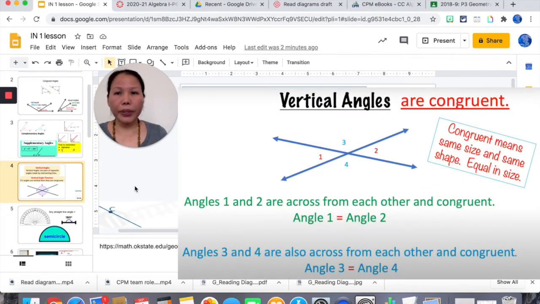One last thing I want to go over here. We are showing you vertical angles. Now, with vertical angles, we need to always remember that when we have two straight lines intersecting at one point, the opposite angles are called vertical angles, and they are always congruent to each other. And what do I mean by congruent? Congruent means that they always have the exact same measure.